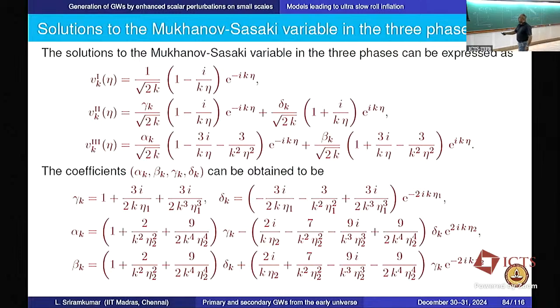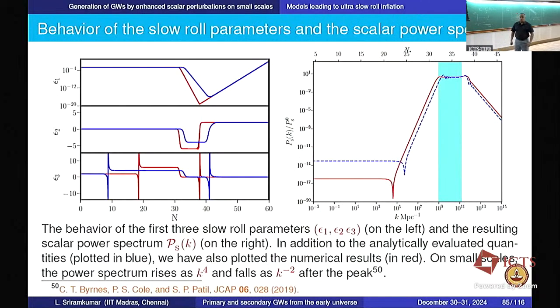In the third regime, instead of Hankel 3 by 2, I've chosen Hankel 5 by 2. So the solutions are of this form, and you can match and arrive at these coefficients. The coefficients are fairly lengthy and they are not particularly instructive, okay? So I have gone ahead and plotted the power spectrum.